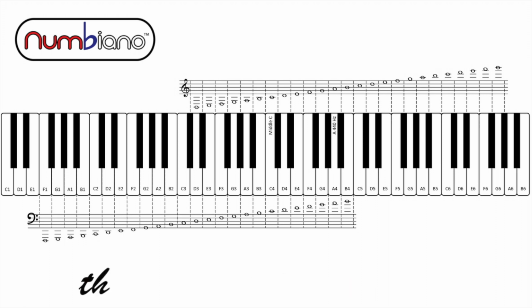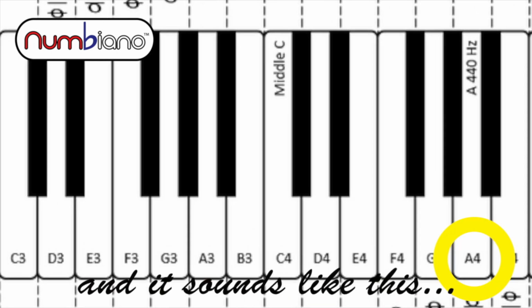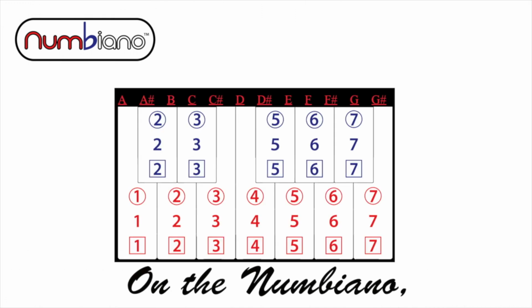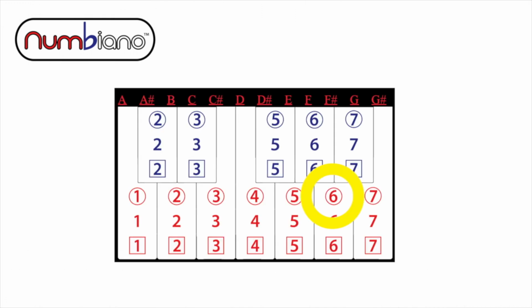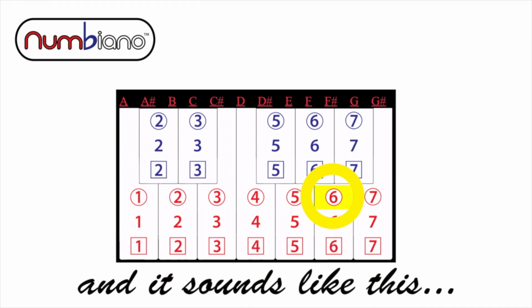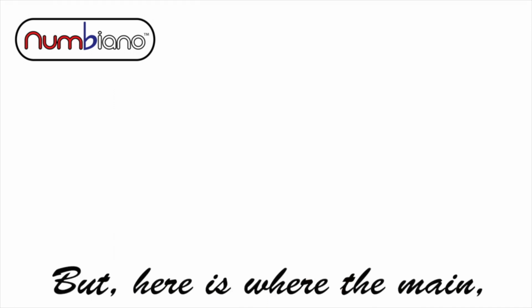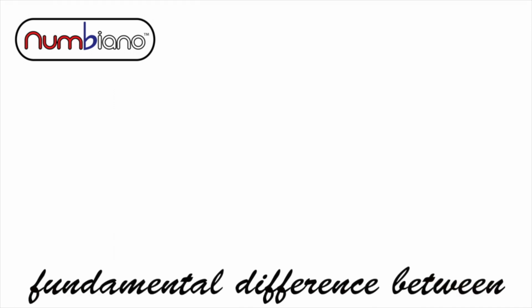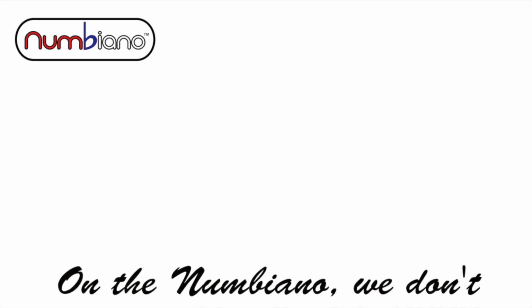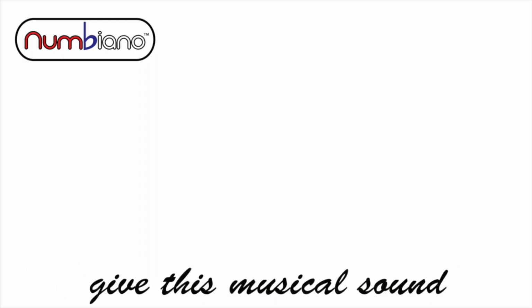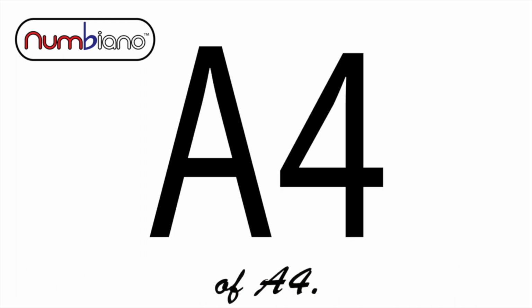On a piano, the A4 is located here, and it sounds like this. On the Numbiano, the A4 is located here, and it sounds like this. But here is where the main fundamental difference between the Numbiano and other instruments lies. On the Numbiano, we don't give this musical sound the absolute name of A4.